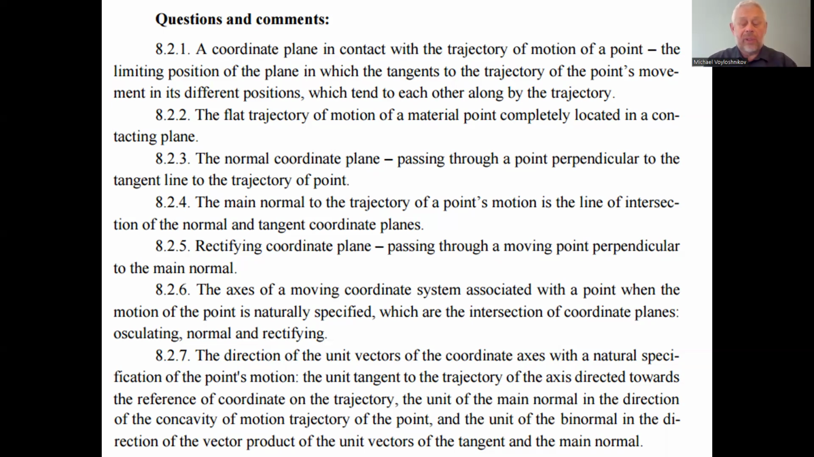These are the axes of the moving coordinate system associated with a point when the motion of the point is naturally specified, which are the intersections of the coordinate planes: osculating, normal, and rectifying, or straightening, coordinate plane.